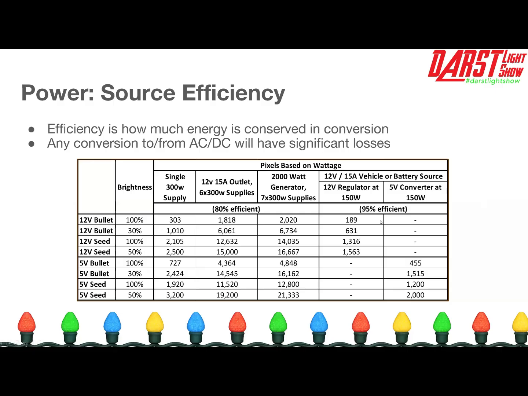But all that being said, if we just use 150 watts as a starting point, because that's a regularly available size of buck converter that we would use to clean up power or to convert from 12 volts to 5 volts, those typically are about 95% efficient. So on each of those 150 watt circuits, you'd be able to get about 600 bullets at 30% or about 1,300 12-volt seeds at 100%. Okay. So how many of these little 150-watt converters you can have totally depends on how you set things up and how big you want to go.